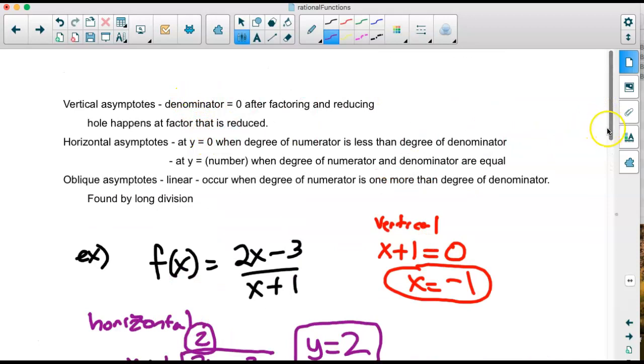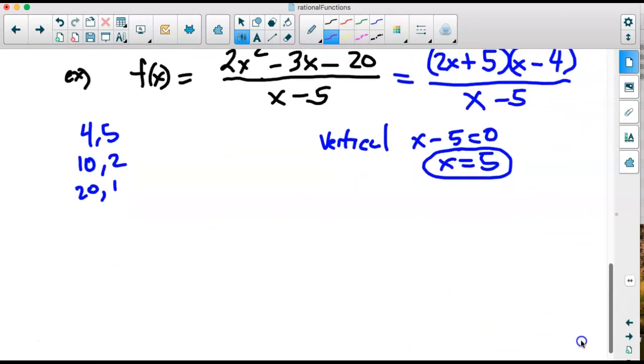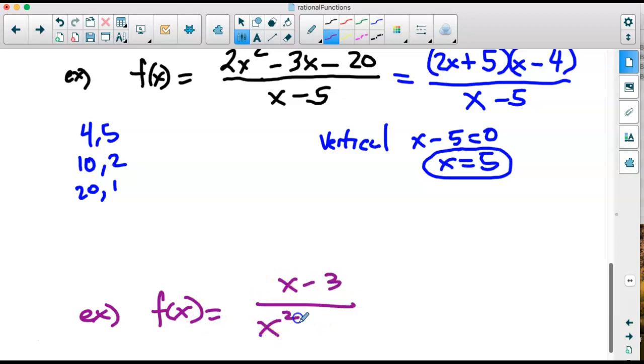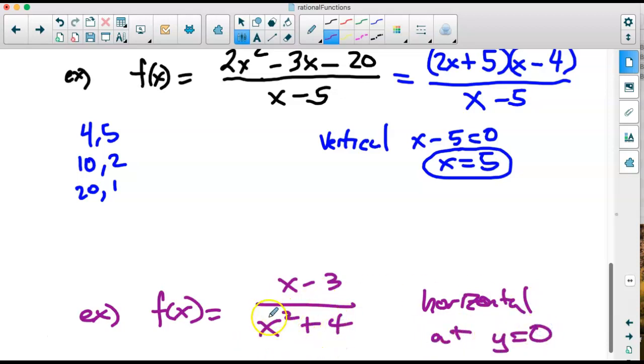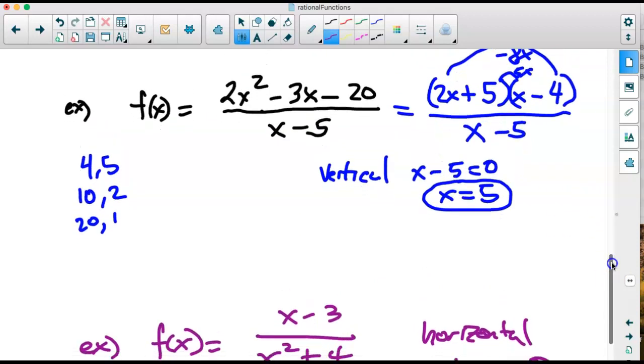Okay, if I had, let's do this example here. So if I had an example of f of x equals x minus 3 over x squared plus 4, then I'd have a horizontal at y equals 0. I wouldn't have any verticals because this would never equal 0. So no verticals on this one. Just a horizontal. Okay, so on this one, we have an oblique one.